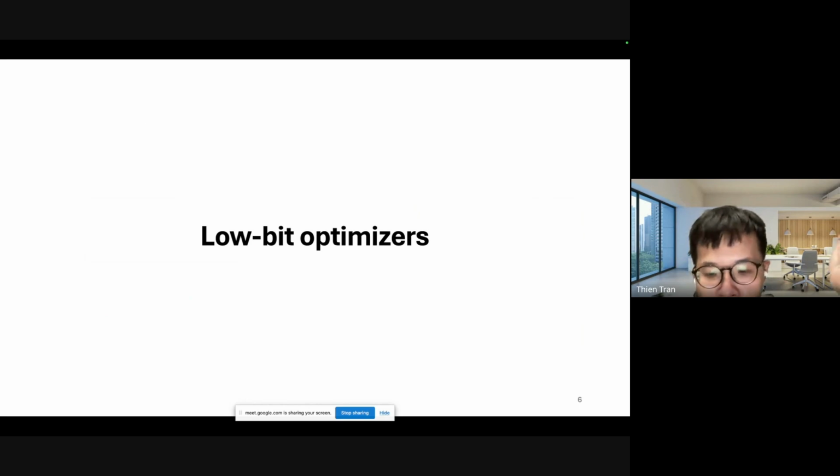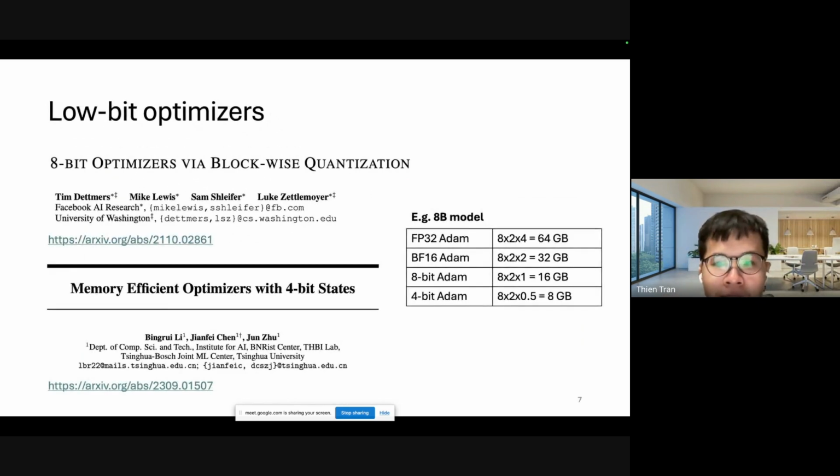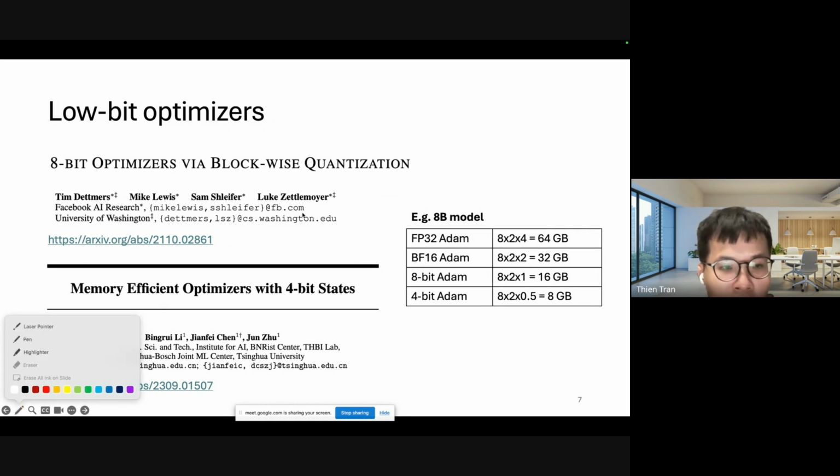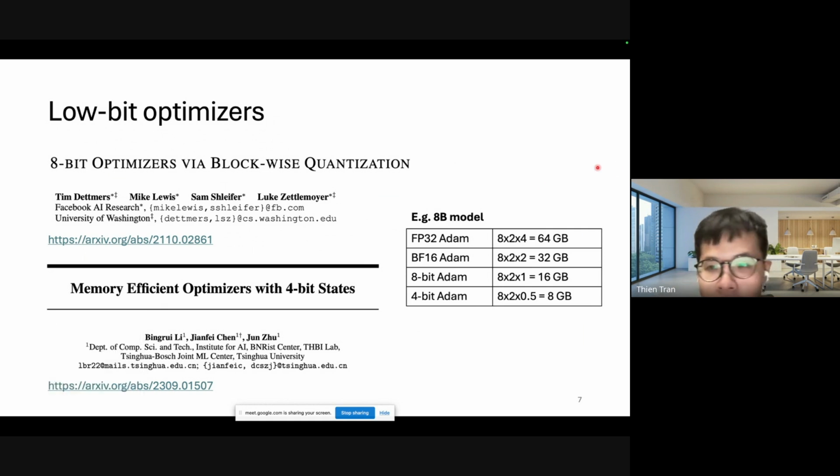So the first thing I will go into will be low bit optimizers, because I think this will be the easiest, most straightforward. Maybe I just skip this part and focus on this table here. Right. With the laser pointer, this table here.